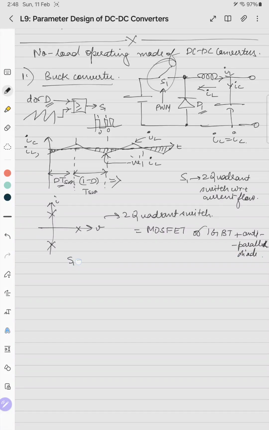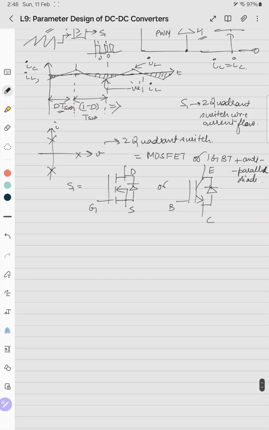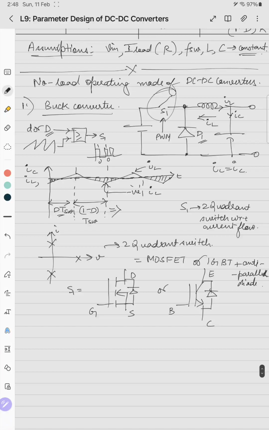So S1 can be this, with gate, drain, source, or the MOSFET has an inherent freewheeling diode. For the IGBT, we have to either see the packages that have an inbuilt anti-parallel diode, or we should add a separate one to it. So it can be a MOSFET or an IGBT. That's why S1 is this type. So it is not a problem when the switch is on and the inductor current is negative.